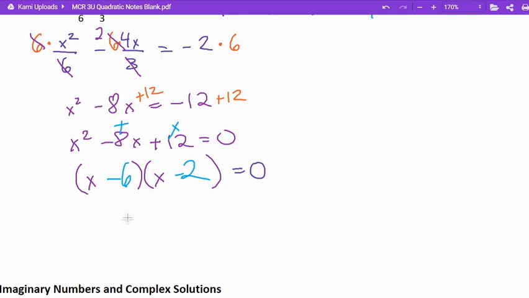Okay. All right. So what does x have to equal for this first binomial to be equal to 0? x equals 6 or x equals what? 2. All right. So go back to the question. Are we looking for solutions and roots, or are we looking for x-intercepts and zeros? Roots, good, because it's not a function.